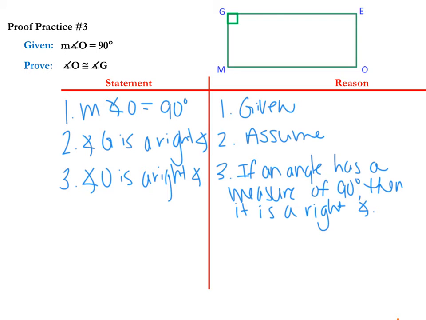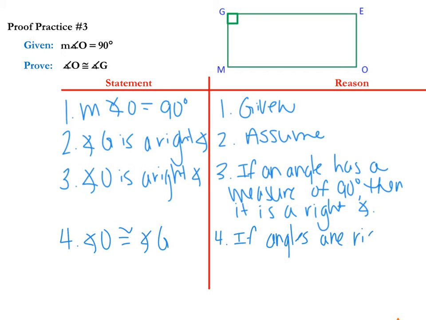All right, so now we have angle G and angle O are both right angles, so we can use the right angle congruence theorem. We can state that angle O is congruent to angle G because if angles are right angles, then they are congruent.